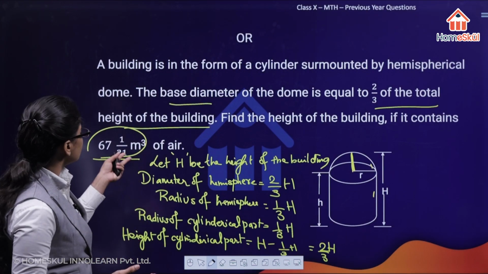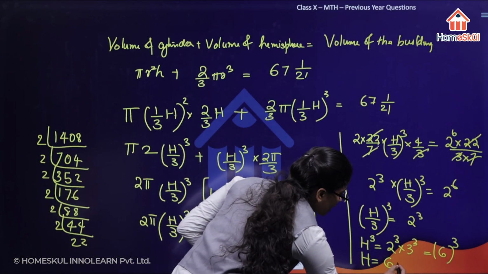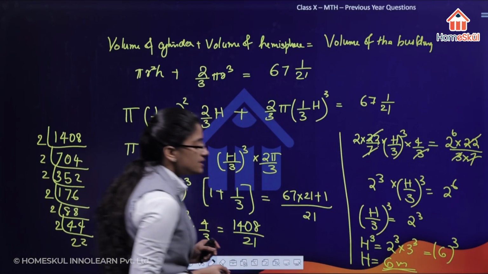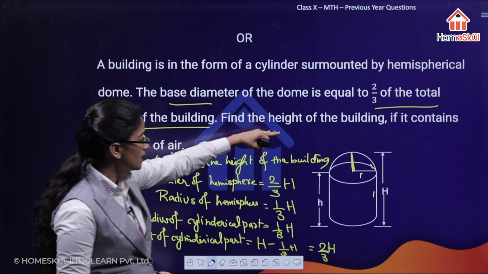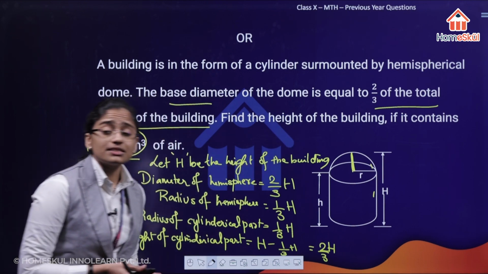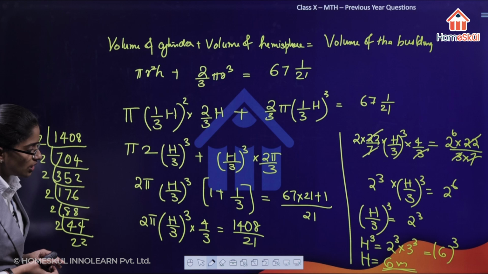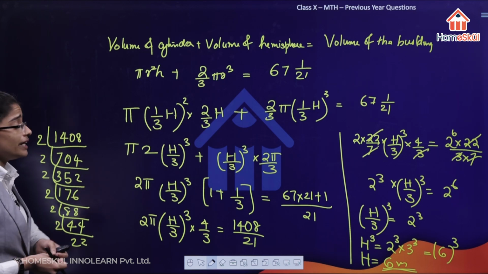6 units, centimeter, like meter is there, isn't it? So it will be 6 meter. The height of the building is equal to 6 meter. H is the height of the building. Here we need to find out the capital H. We have taken capital H as the height of the building. That is, we are getting capital H is equal to 6 meter. Clear? I hope this question is clear. So moving on to the next question.